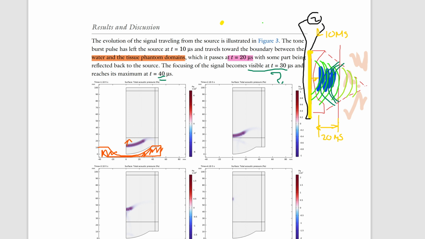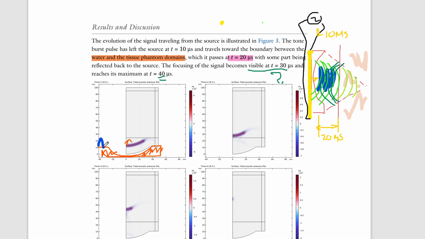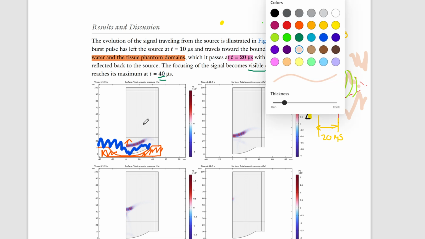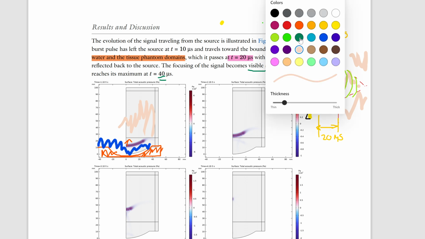We're in water right now. Let me draw blue. You can see this is water here. This is tissue here. Okay? So we're traveling upwards, towards the boundary. Time is equal to 20 microseconds. Okay, look at this. We have now passed the boundary.